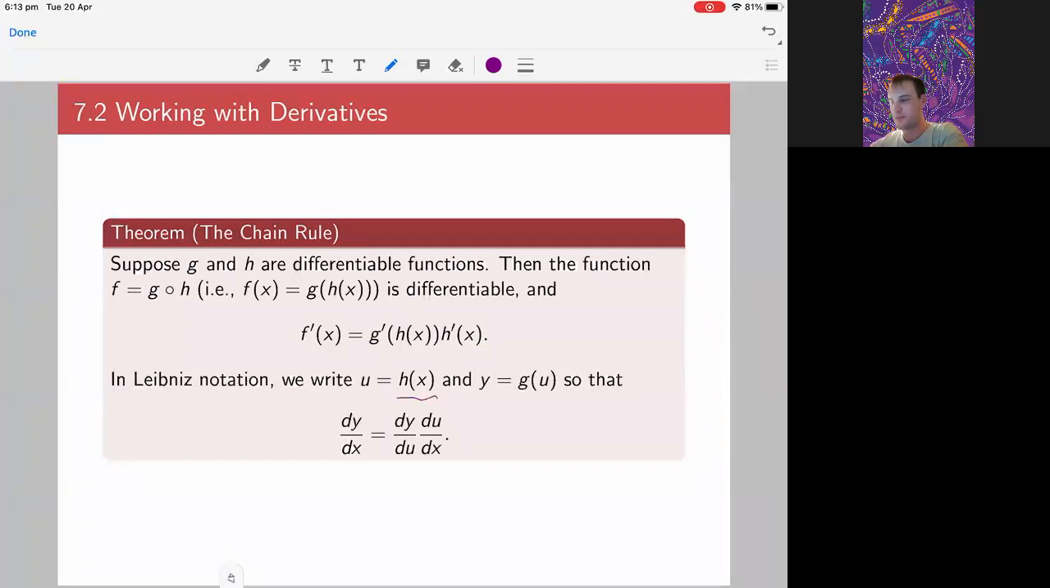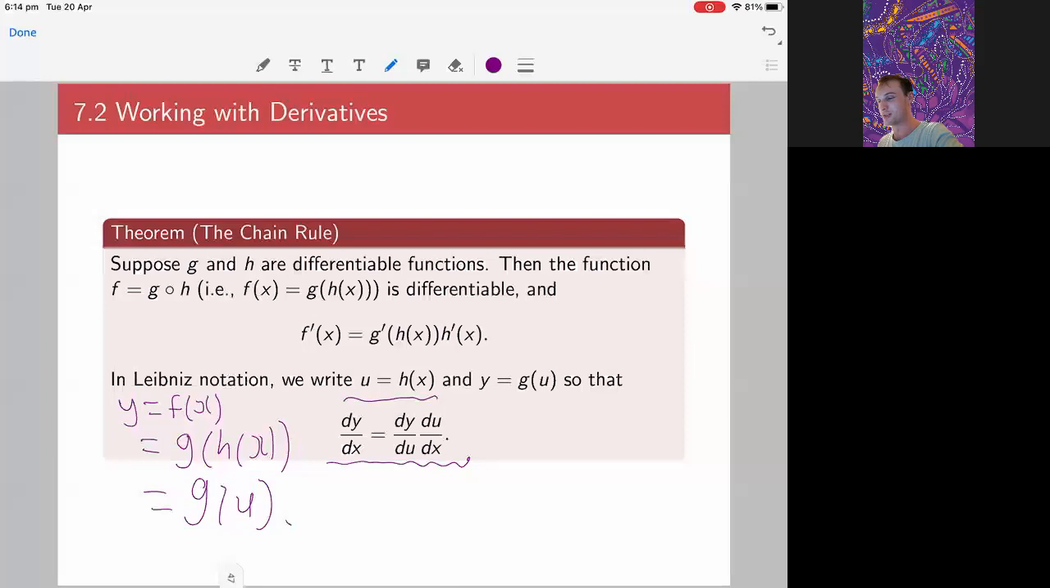If, for the sake of computation, you let this function h of x be equal to u, and you let y equal f of x, then this is equal to g of h of x. But if we're calling h of x u, then this is just g of u. And then the Leibniz formulation of the chain rule looks like this. The derivative of the original function, dy on dx, equals the derivative of the outer function with respect to u, dy on du, times du on dx.